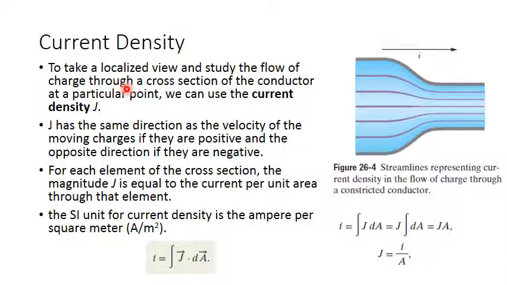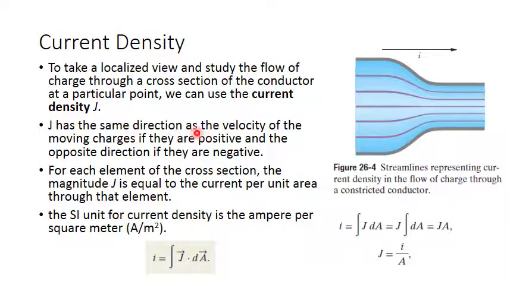Here we say that to take a localized view and study the flow of the charge through the cross-section of a conductor at a particular point, we can use what we are calling current density. If the current is abbreviated as I, we are going to abbreviate the current density as J. So J, the current density, has the same direction as the velocity of moving charges.